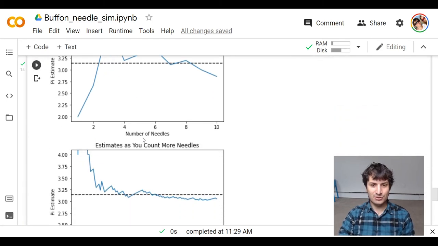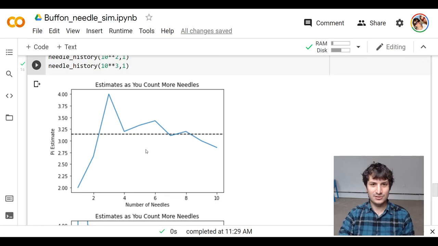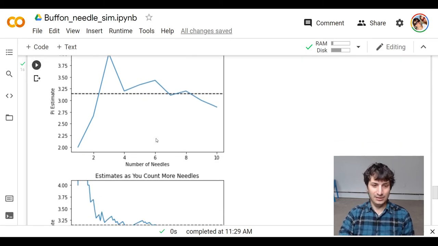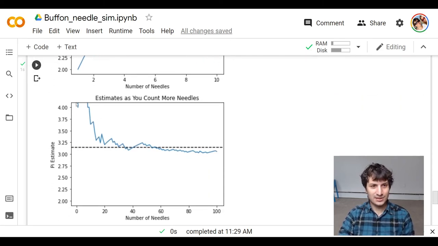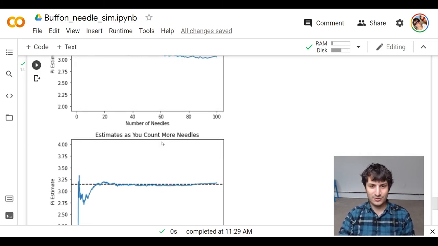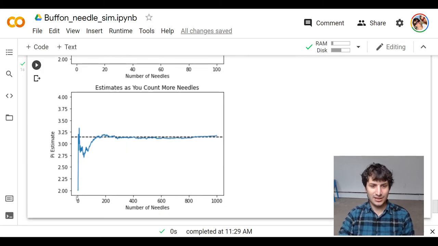And you can see what happens when you do even more. This is up to 10 needles, probably just 10. This is the first 100 needles, and you can see the estimate is quite bad. It starts out at 4, and then the more needles you throw, the closer it gets to the real value. We sort of underestimate it for a bit. And you can do even more. You can do the first 1,000 needles, and you can see that after 100 needles your estimate maybe isn't so good. But if you do enough needles, you start to get really, really close to this dotted line, which is the value of pi.